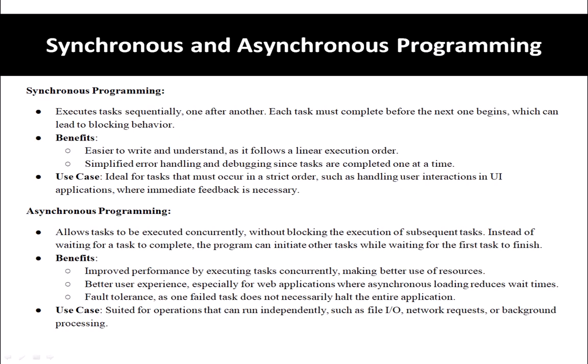Asynchronous programming allows tasks to be executed concurrently without blocking the execution of subsequent tasks. For example, process 1 wants to complete and process 2 wants to complete. Say process 1 has 1 GB of data to copy, and process 2 has 10 MB of data to copy. So up to 10 MB, process 1 will be completing.